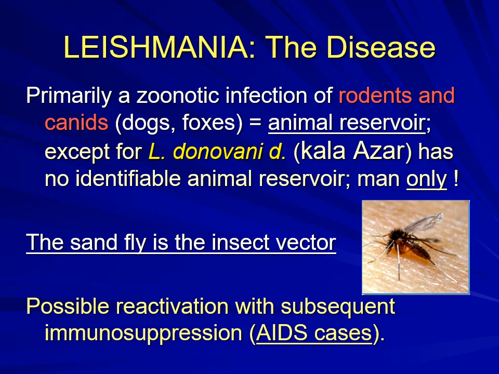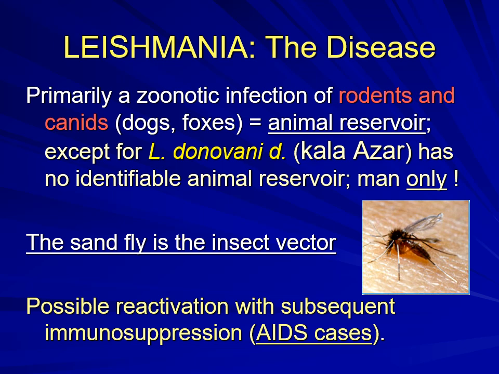The disease of Leishmania. Okay, Leishmania is a zoonotic infection, which means that it's an infection that occurs in animals, usually rodents and canids. Rodents like rats and mice and similar animals, as well as canids, which means, of course, dogs, foxes, and similar animals. This is the main animal reservoir, and this is where leishmaniasis occurs mostly in nature.